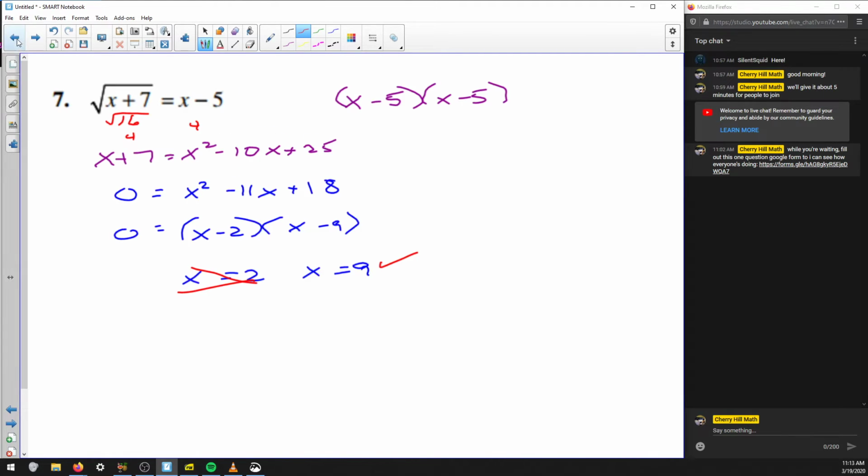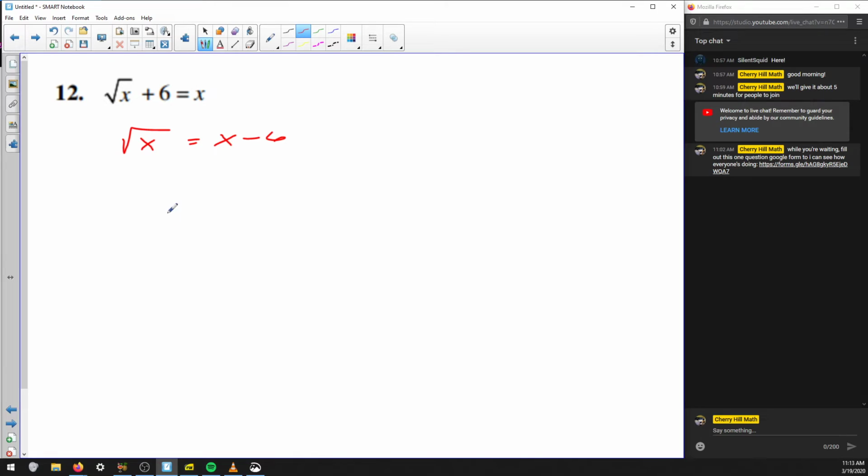And now if you notice, if I take a look at this problem, this step right here, on my original first step, now looks very similar to the one I just did, right? So the only difference between 7 and 12 is that on number 12, you had to clean it up first and get it to the point where you could square, where number 7 was already ready.